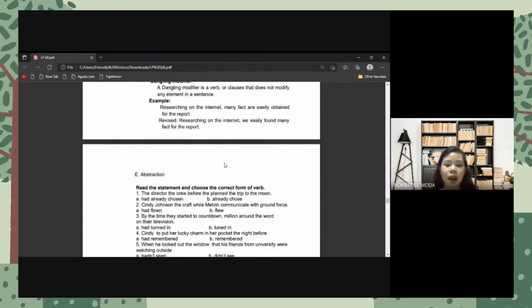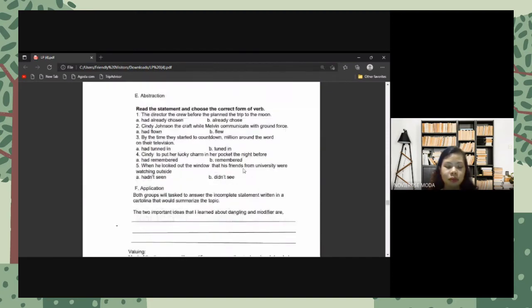And for our abstraction, the direction is to read the statement and choose the correct form of the verb. I provided here four multiple choice quizzes.